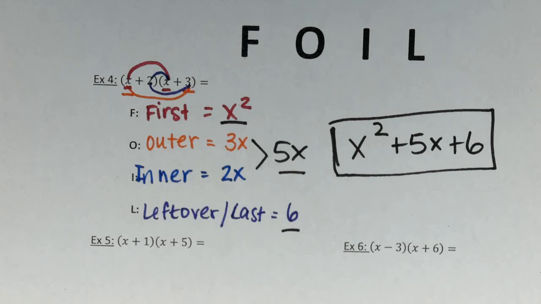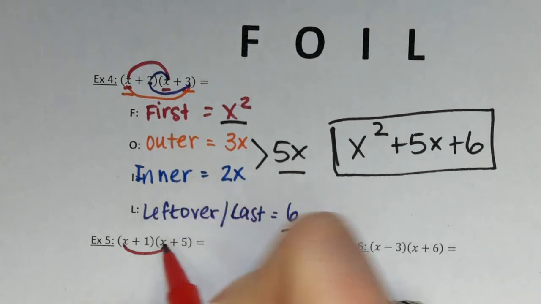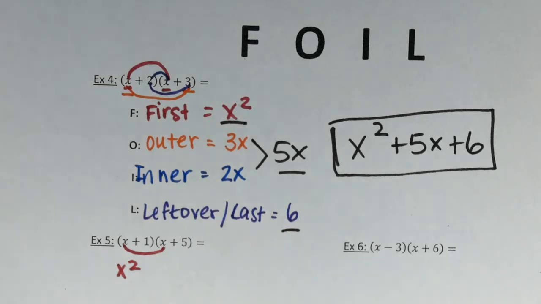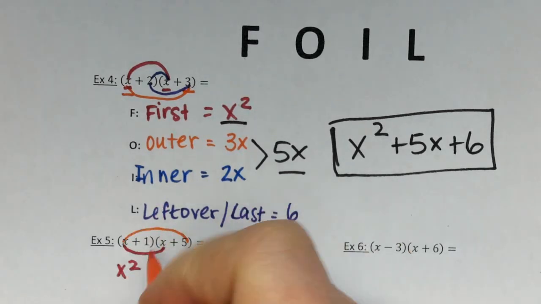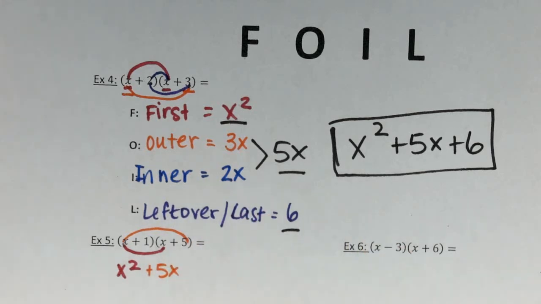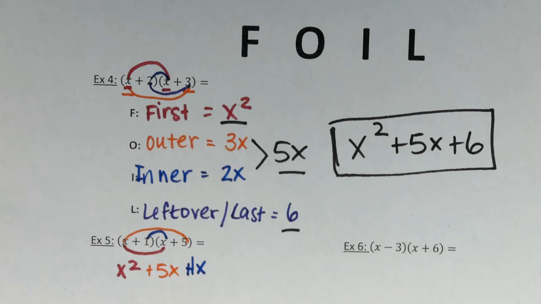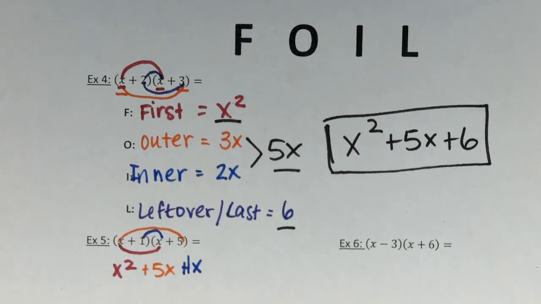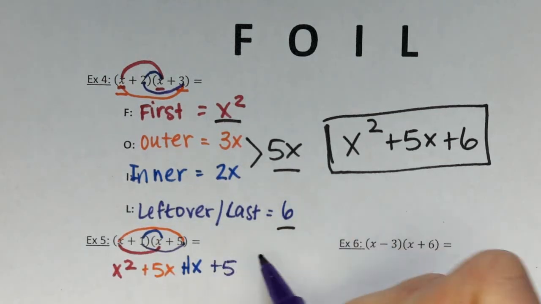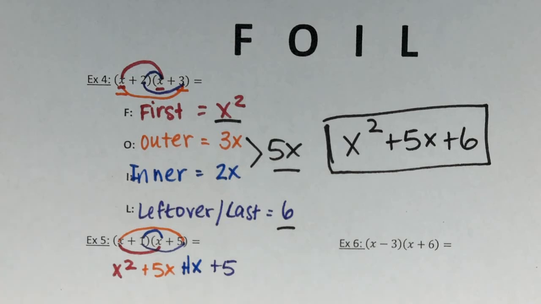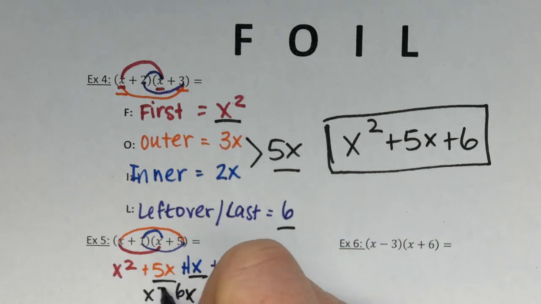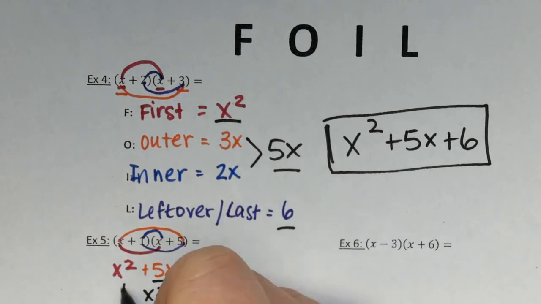Alright, so let's practice FOIL again. First, x times x is x squared. Outer, x times 5 is a 5x. Inner, 1 times x is just an x, or 1x if you want to put that. And then we're left with the last, which is just 5. 1 times 5 is 5. So we can combine our 1x and our 5x. That makes a 6x. Then we have x squared plus 6x plus 5. And that's our answer.